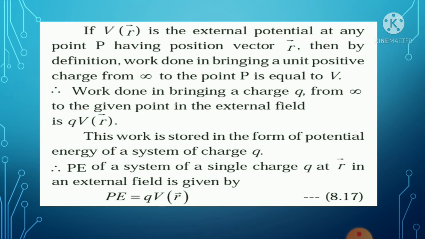vector R bar, then by the definition, work done in bringing a unit positive charge from infinity to point P is equal to V. That is, V is the potential from bringing a unit positive charge from infinity to point P. At that time there is potential V. So, work done in bringing a charge Q from infinity to a given point in the external field is Q V of R bar.